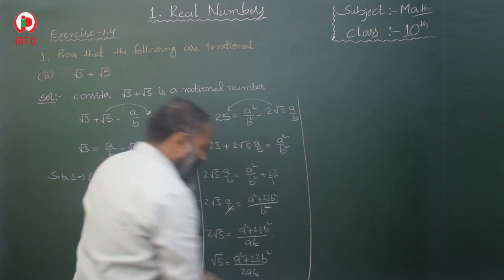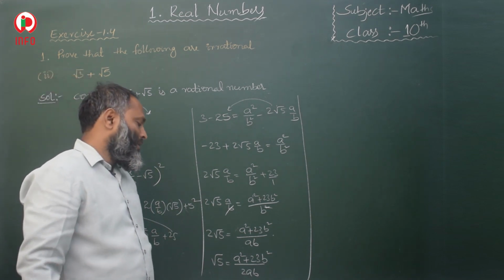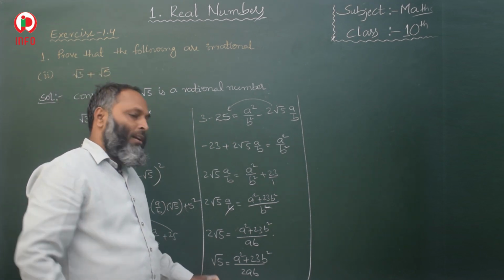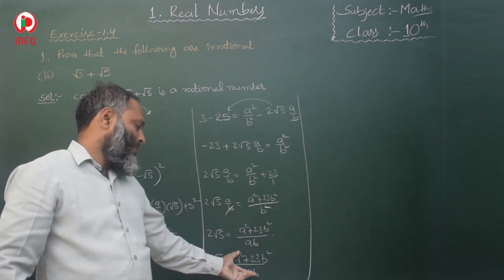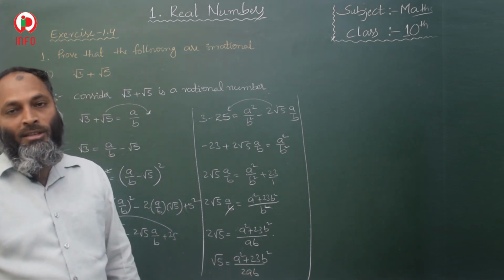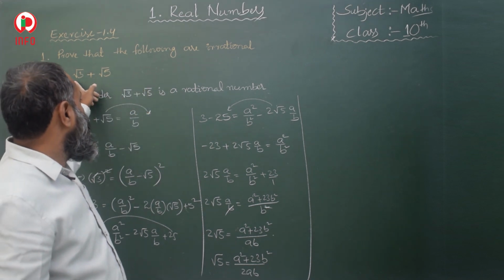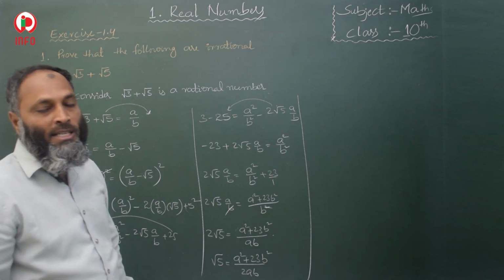Here a and b are positive integers, and root 3 is an irrational number. So this is a rational number, this is an irrational number. Rational numbers are not equal to irrational numbers. So that is why our assumption is wrong. So what is correct? Root 3 plus root 5 is an irrational number.